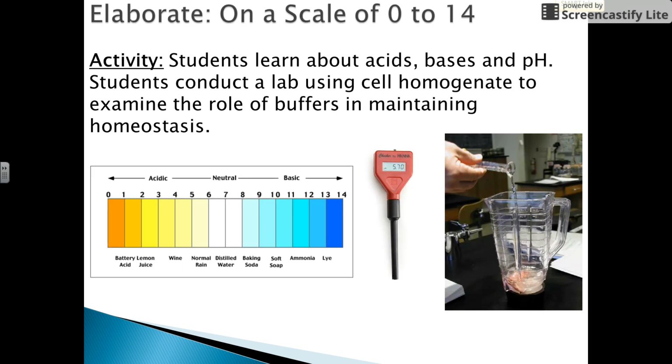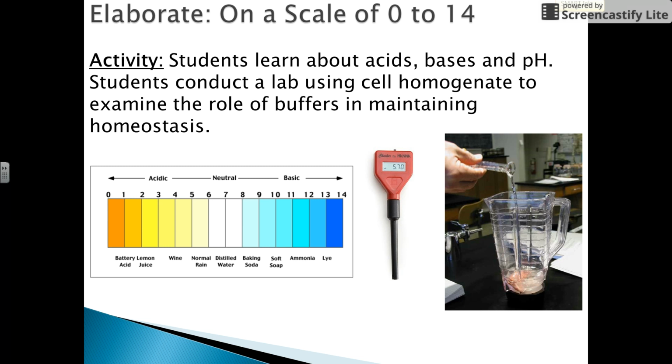The next activity, an elaborate, on the scale of 0 to 14, students look at pH. This may be the first time they've ever heard of acids or bases, or they don't recall much about it. So you'll need to spend some time reviewing what it means for a substance to be acidic or what it means for it to be basic.